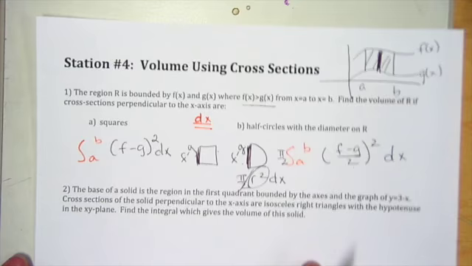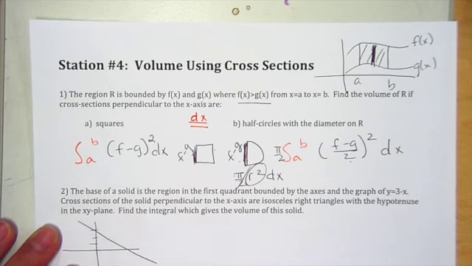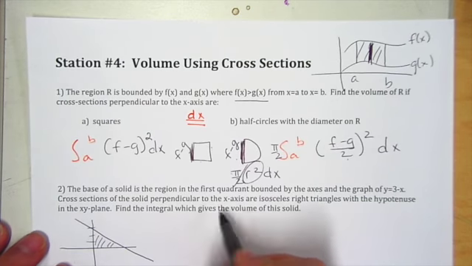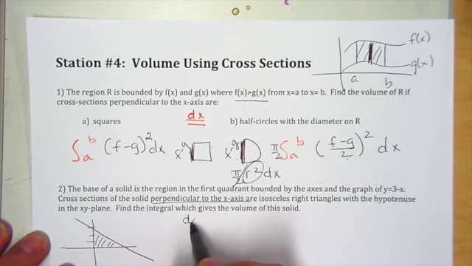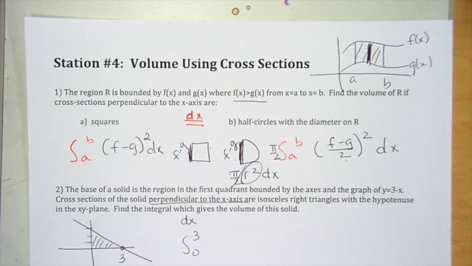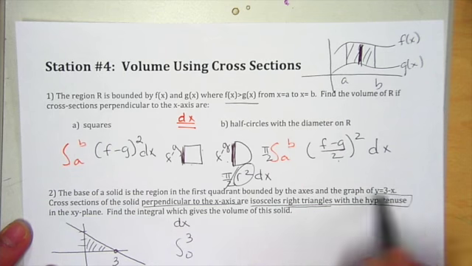Okay, the second problem. Your region is 3 minus x, which is just 1, 2, 3. And you're also bounded by the axes, so this is your region here. We're going to go perpendicular to the x-axis again, so we're going to use dx. This is 3, so I can find my bounds right away. So there's my setup. And we're going to do isosceles right triangles with the hypotenuse in the xy plane.